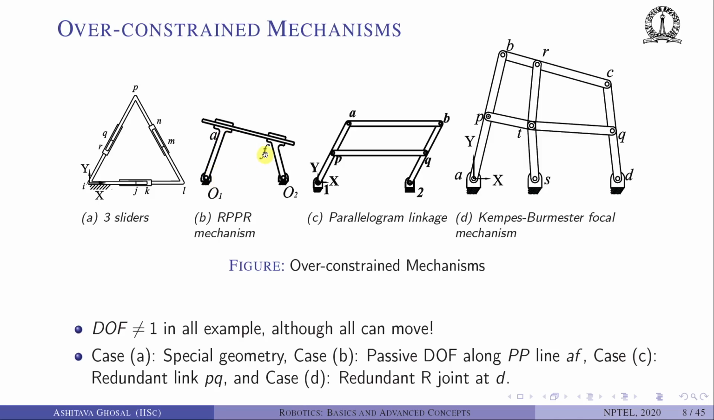Okay, so this is sometimes called a passive degree of freedom, because the configuration of the mechanism really does not change, but this link which is connecting these two prismatic joints can slide.